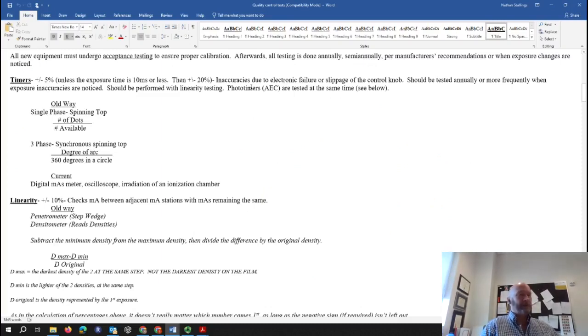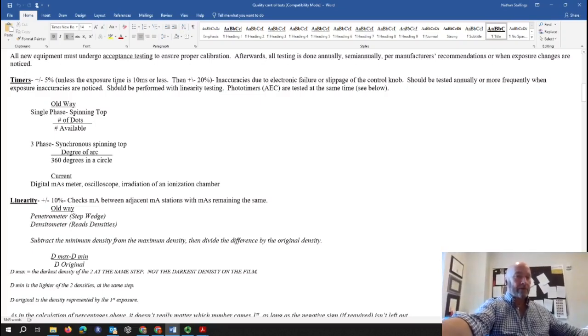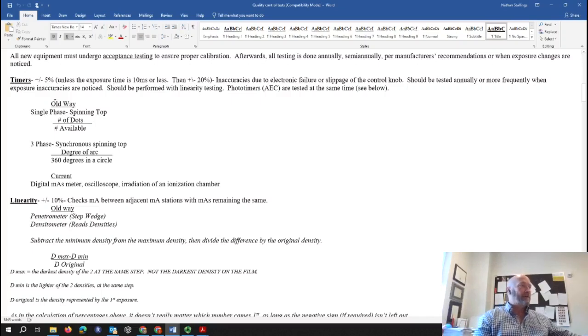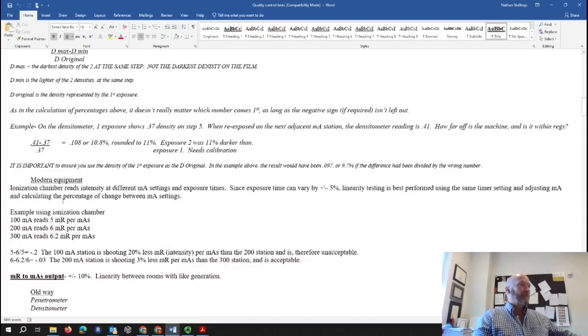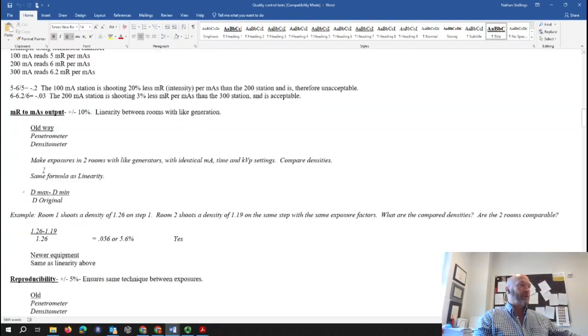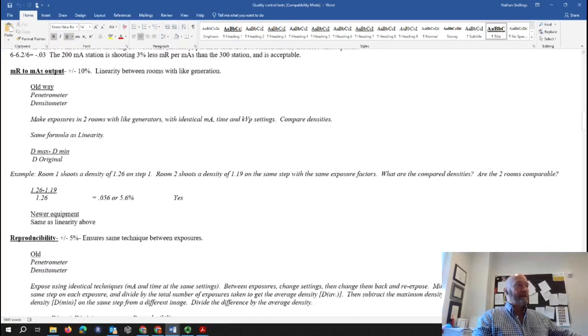So this is a Word document, but there is a PowerPoint for this as well. Quality control, we have to maintain quality control on all aspects of our imaging equipment. So we talked about timers and MA stations. MA stations, the quality control for MA stations, linearity. And we're going to talk about what all this stuff means in your sophomore year. MR to MAS output is what I was mentioning in class today. It's kind of like linearity between 2 rooms with the like generators.